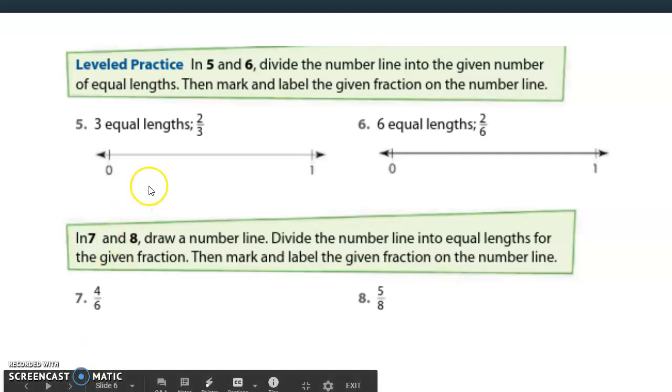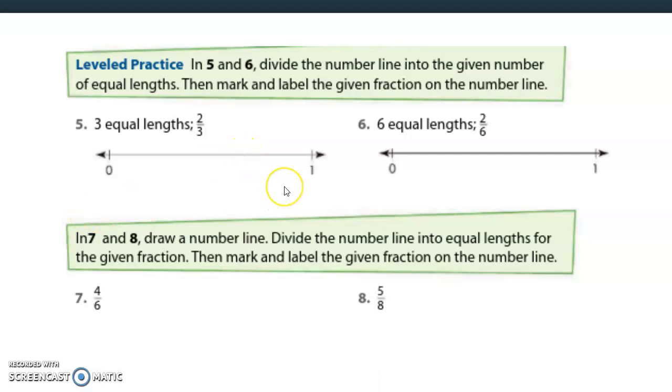So divide this number line into 3 equal parts, and then do me a favor and label each of the parts. Okay, I'm going to pause the video. I'm going to let you try that for these 4 problems, and then I'm going to show you the answers. So pause the video and try to work on that.